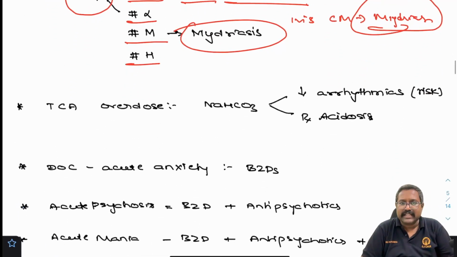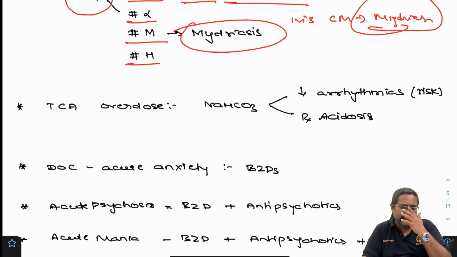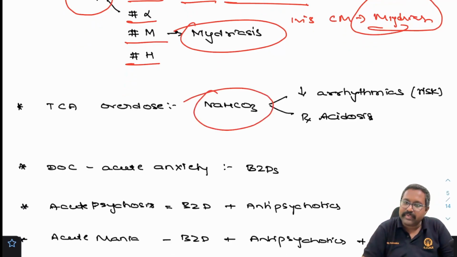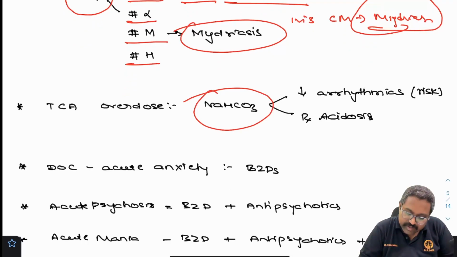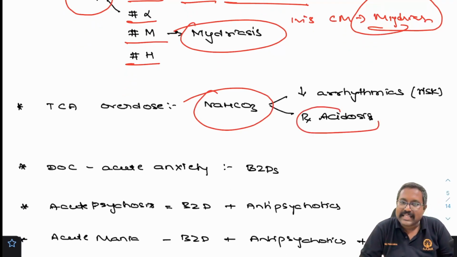So what will happen if there is a TCA overdose? In TCA overdose, to prevent the toxicity, you're going to administer sodium bicarbonate. Sodium bicarbonate will reduce the risk of arrhythmia as well as the acidosis caused by TCA.